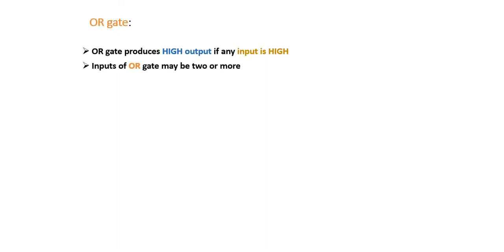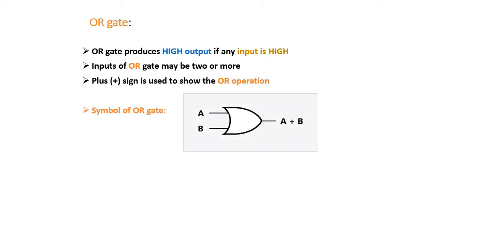Like the AND gate, we have two or more than two inputs in the OR gate. The plus sign is used to show the OR operation, but in the case of the AND gate, we use the dot sign to represent the AND operation. AND represents Boolean multiplication, whereas OR is Boolean addition. This is the symbol used in digital logic to represent the OR gate. Here A and B represent the inputs of the OR gate, whereas A plus B represents the output of the OR gate.